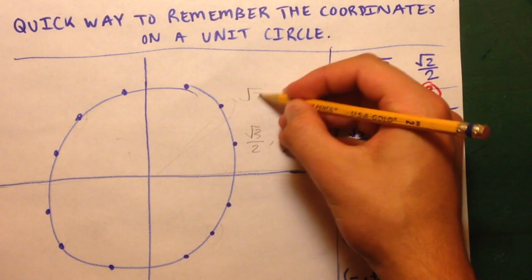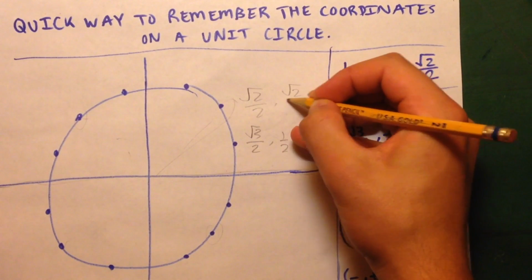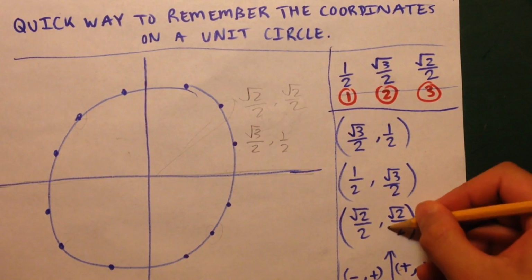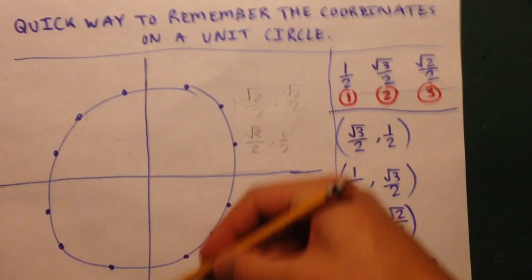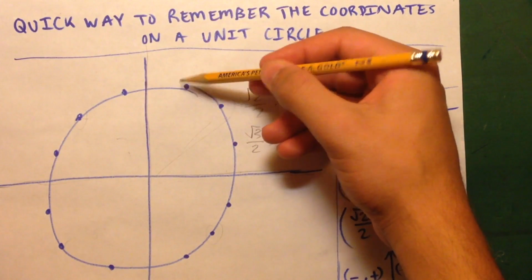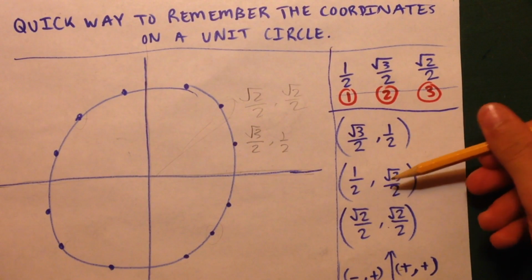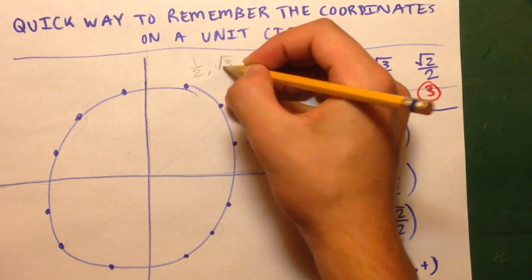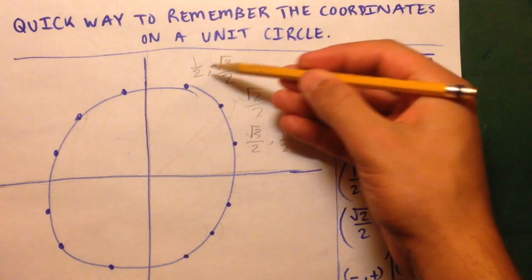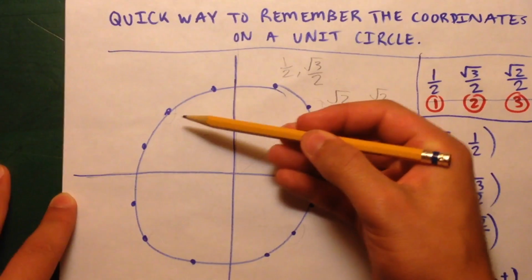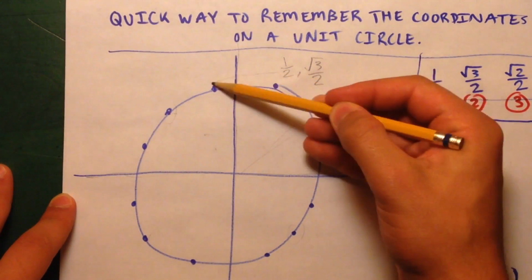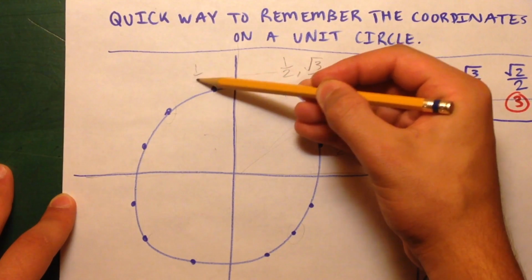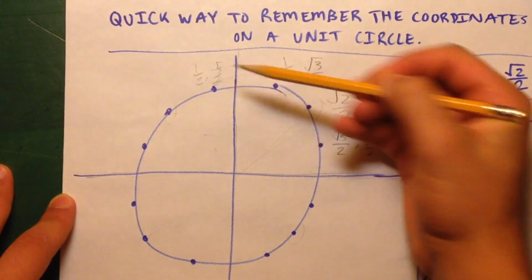It's always going to be the square root of 2 over 2 comma square root of 2 over 2. And always the one adjacent to the y-axis is going to be a half comma square root of 3 over 2. See, both x and y are positive. Right here it's going to be the same: the ones near the y-axis are a half comma square root of 3 over 2.